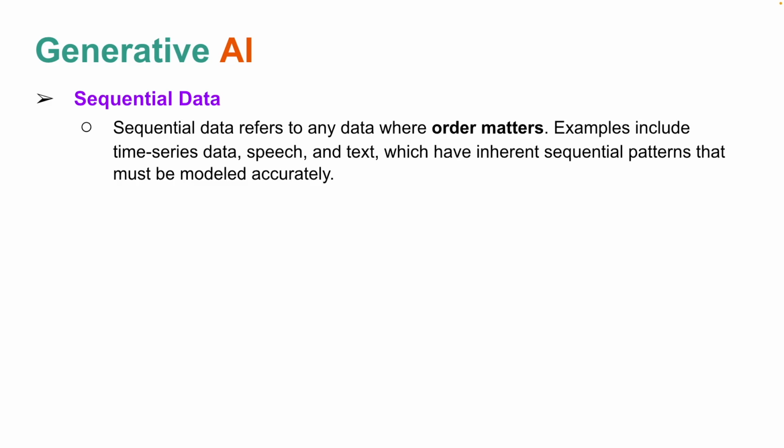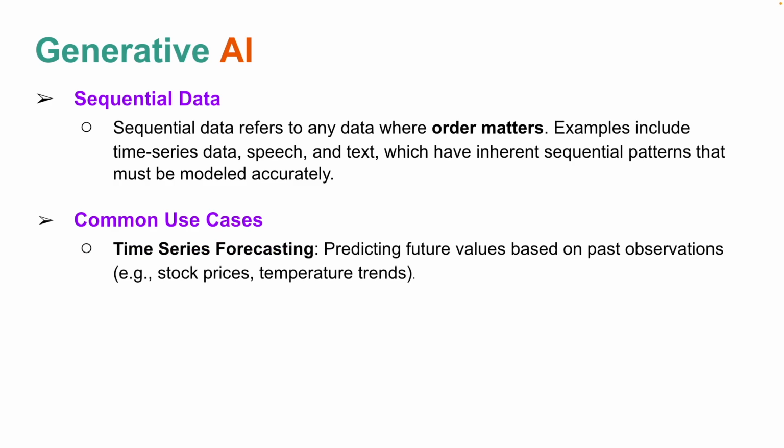If you are breaking the sequence, then definitely you will not get accuracy. What could be the common use cases of sequential data? Time series forecasting: predicting future values based on past or previous values. That is the common use case, like stock prices and temperature trends. You see, a very common application on your mobile phone is the weather forecast. How are you doing the weather forecast? Time series data. You are reading the previous data to forecast the weather for the upcoming 14 or 15 days. Correct? The stock prices.